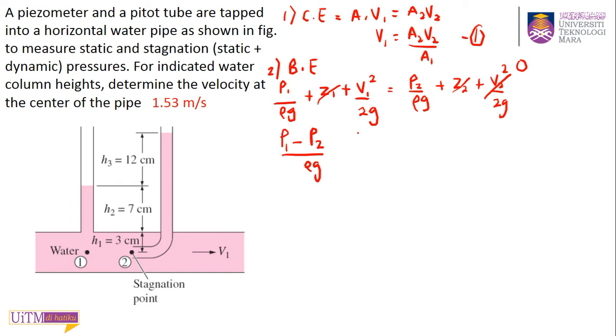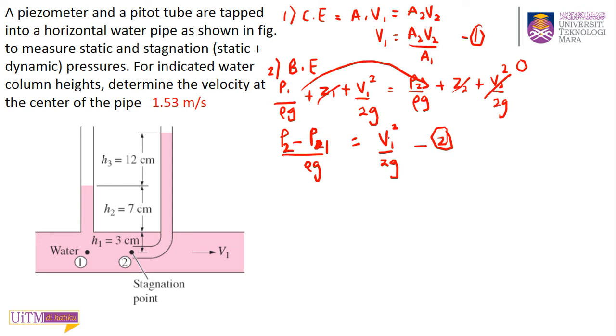Okay, this will equal to minus V1. Okay, let's write it as P2 minus P1 so that I don't have the minus sign. Okay, so I bring the P1 to the right hand side. So P2 minus P1 over rho G will be equal to V1 squared over 2G. Okay, boleh faham kenapa saya buat macam ni? So this is your second equation.